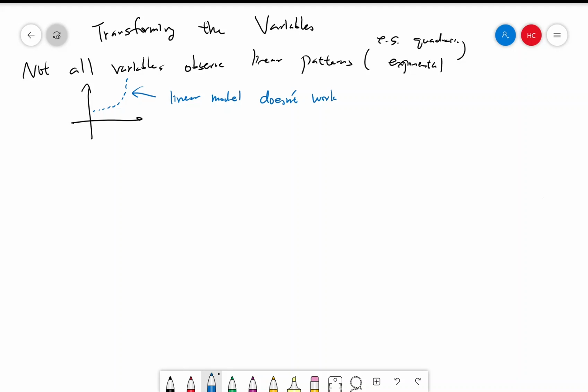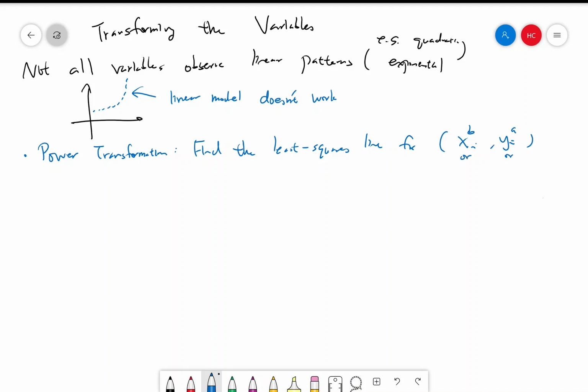Okay, so the way to fix this is what's called a power transformation. We still do the least square line, but instead of doing it for xi and yi themselves, we raise xi and yi to a power, a different power, possibly the same power instead. And sometimes instead of the power of xi, yi, we use natural log, because natural log is close enough to a power of x.